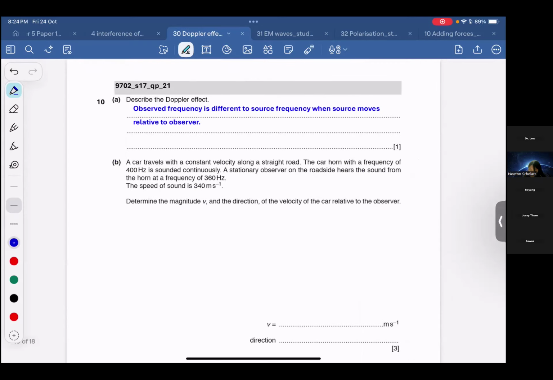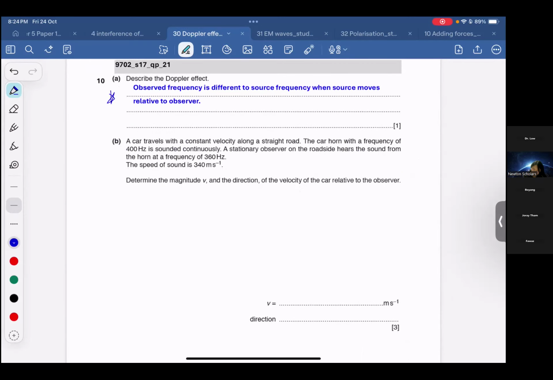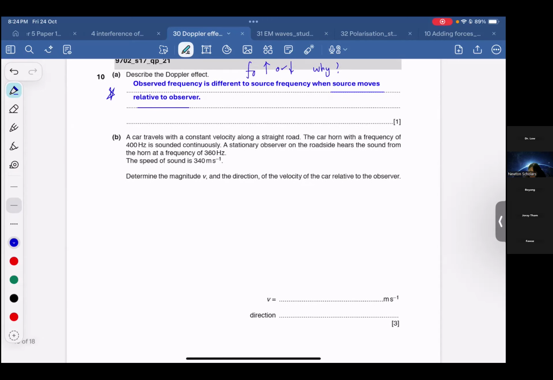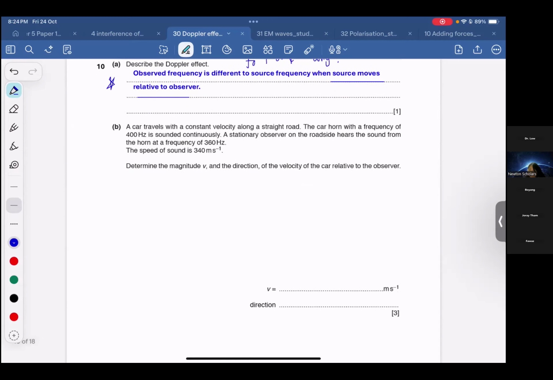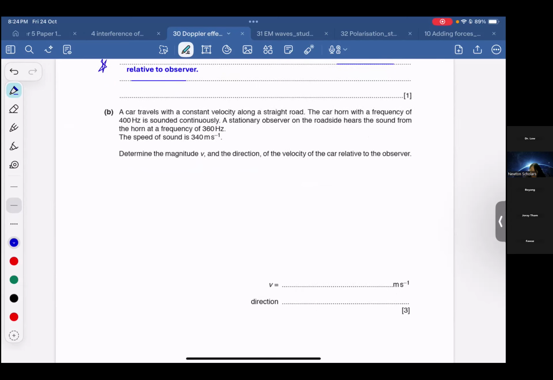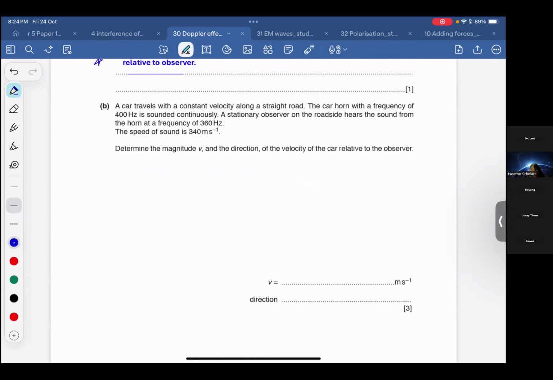What is the Doppler effect? Describe the Doppler effect: your observed frequency will change. It might increase or decrease, because the source is moving towards or away from you. So this is the Doppler effect. Can you try this question? I won't give you any tips, because this is the last question for your Doppler effect lesson. I don't give any hints. Are you able to work it out?